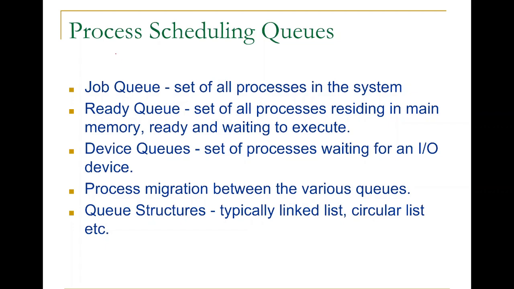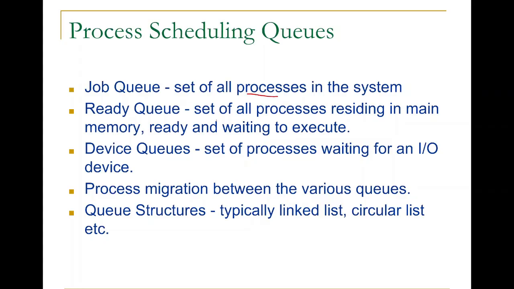Let's look at another topic, process scheduling queues. A job queue is a set of all processes in the system. All processes within the system are within the job queue. Now, all the processes within the system can be stored in the hard disk because they are many, and then moved gradually to main memory.